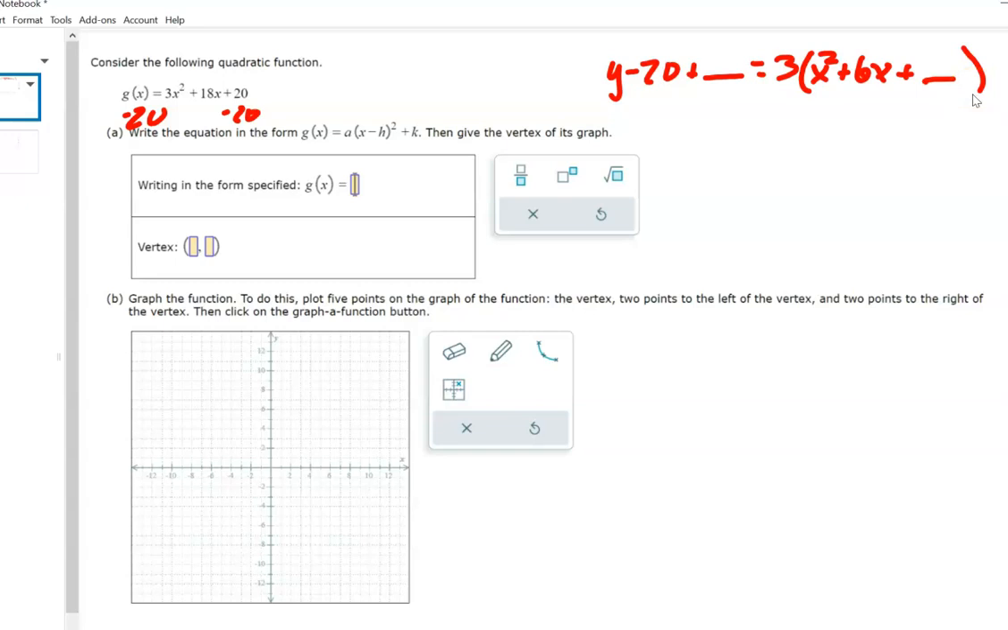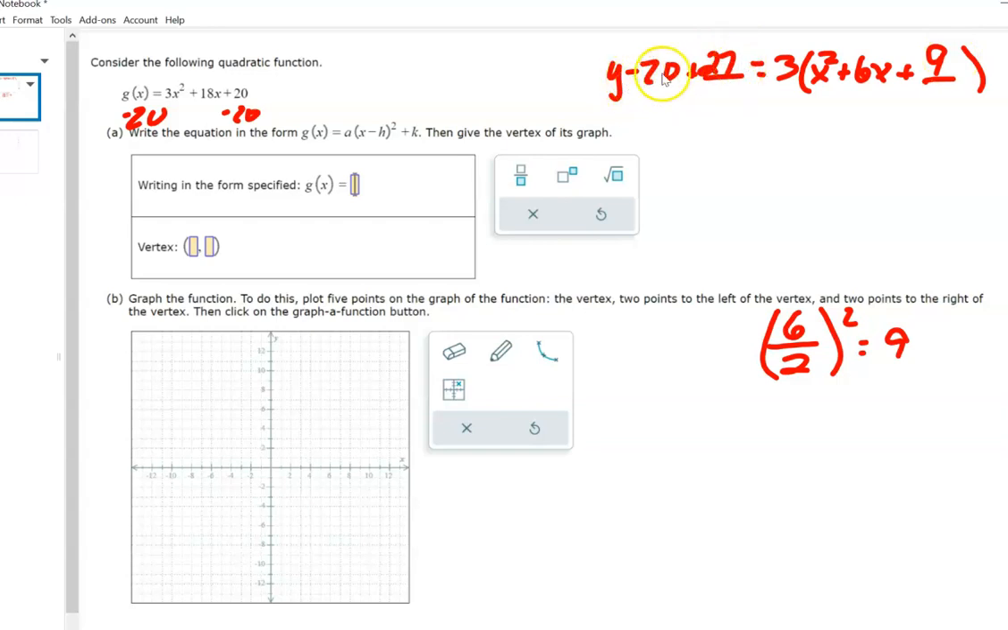Now to complete the square in the parentheses, I take my b, and my b is 6. I divide that in half, and then I square it. 6 divided by 2 is 3. 3 squared is 9. So I have a 9 here, but I'm not really adding 9 to both sides because remember I factored out a 3 first. So now I have to multiply 3 times 9, which gives me 27. So what I'm really doing is adding 27 to both sides. So I'm going to put a plus 27 over here.